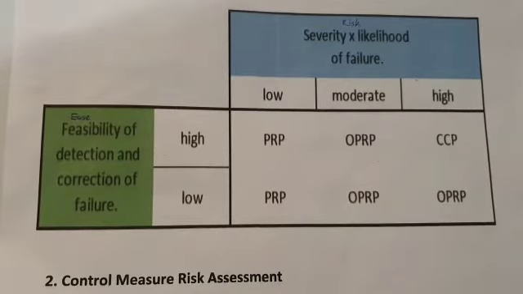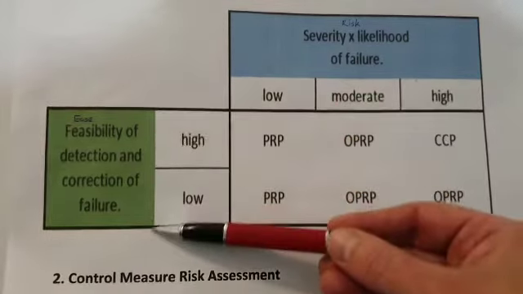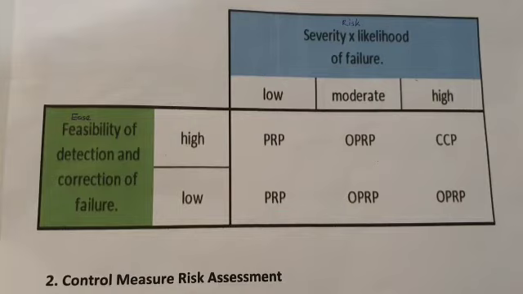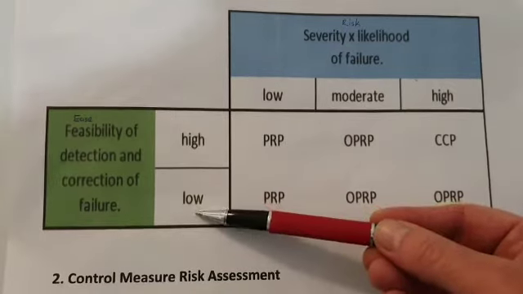Let's take a sifter in a flour mill. Those sets of sifters that the flour goes through to get the right granulation. What will that be? Feasibility of detection and correction of the failure. So if one of those sieves, the plant sifter, breaks, how easy is it to detect and correct? Well, very difficult. You won't know. And the industrial mills are large. You only get to it sometimes every 2 weeks. So we're definitely on a low there.